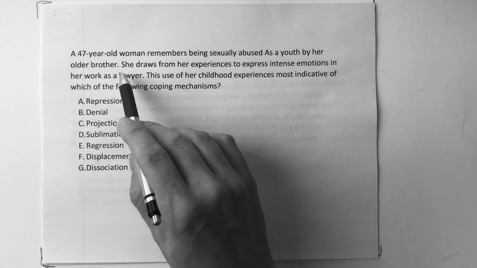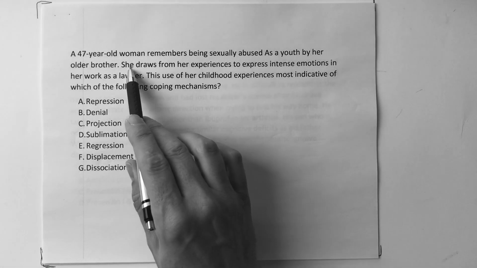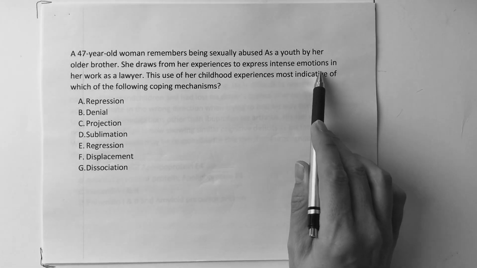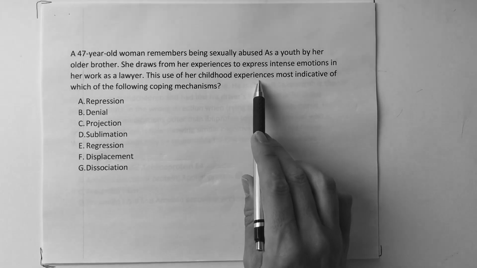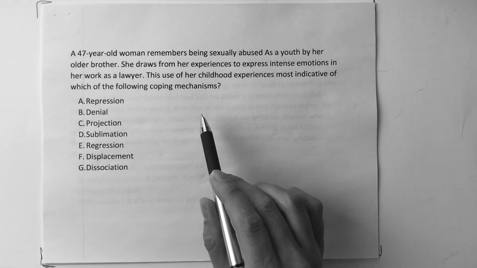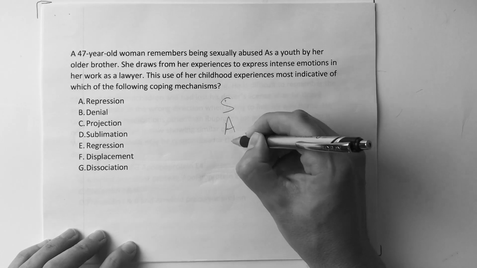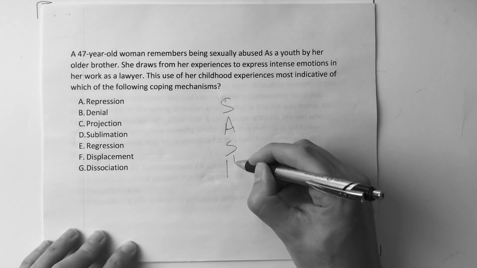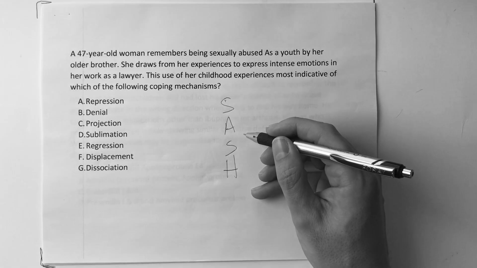Now, this one says, a 47-year-old woman remembers being sexually abused as a youth by her older brother. She draws from her experiences to express intense emotions in her work as a lawyer. This use of her childhood experiences is most indicative of which of the following coping mechanisms? Now, it sounds like this is a mature way of doing it, right? And that goes back to our SASH acronym there.